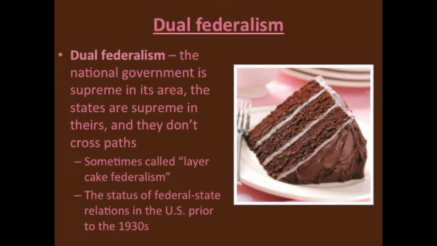They don't do a whole lot alongside each other or in cooperation with each other. This is referred to as of the 1960s as layer cake federalism, because you have these two layers of government, national and state, and there's a very fine line of division, that being the tasty frosting. And they don't, again, come together, really. This really begins to change in the 1930s with the Great Depression.